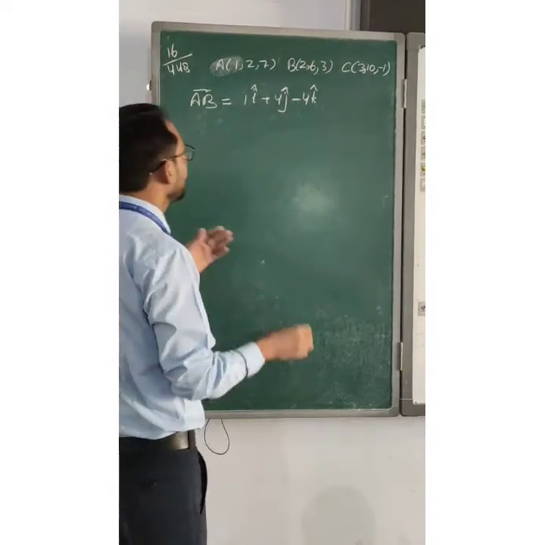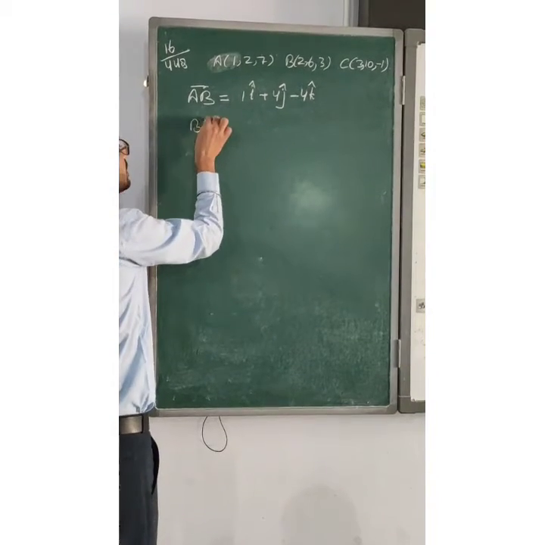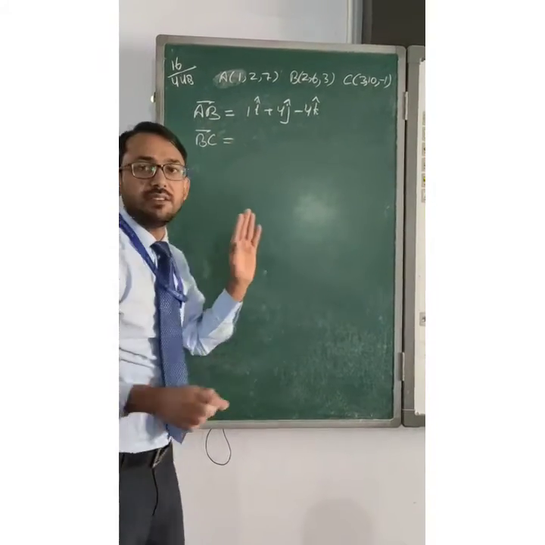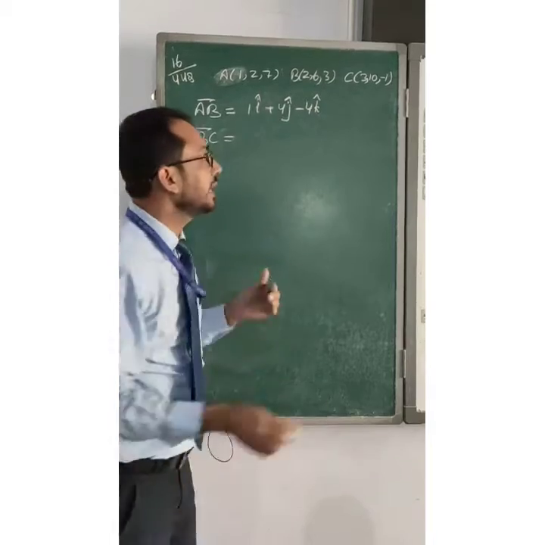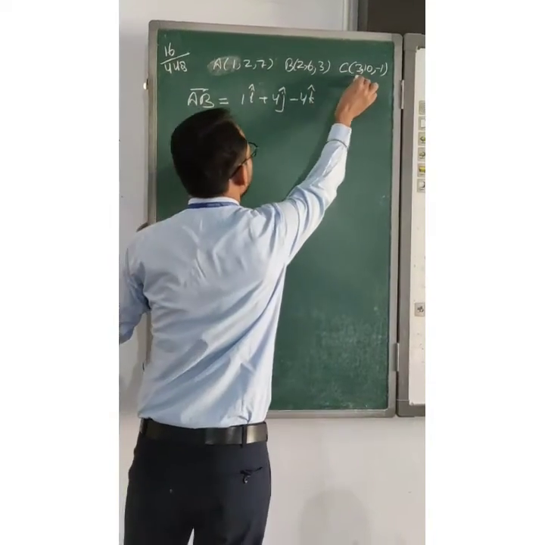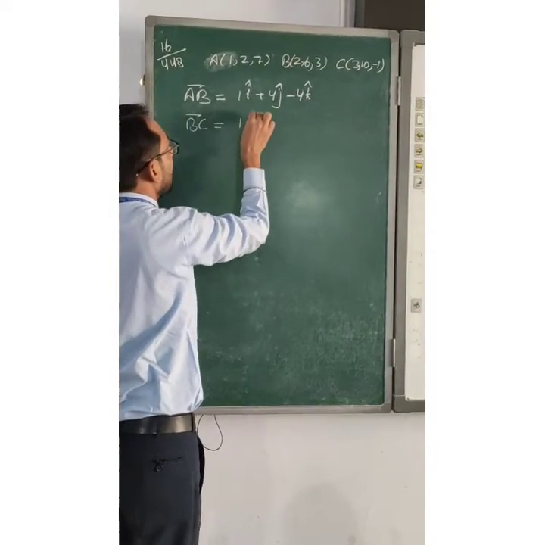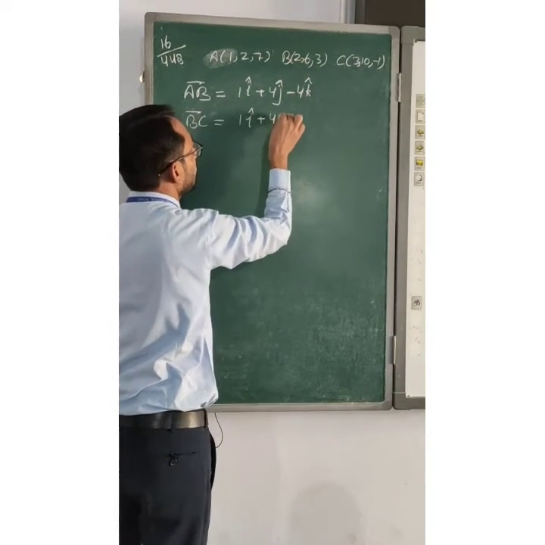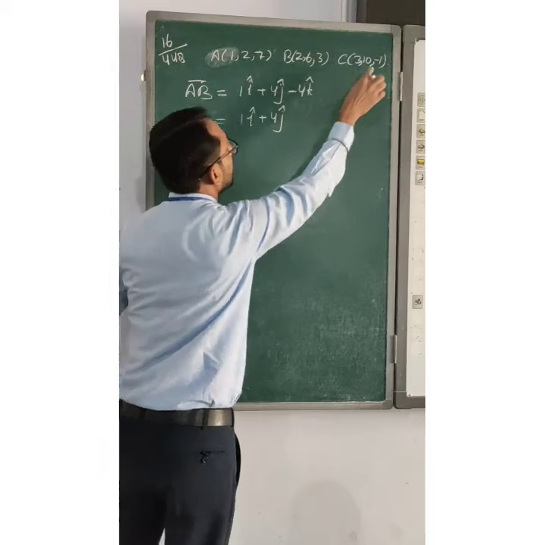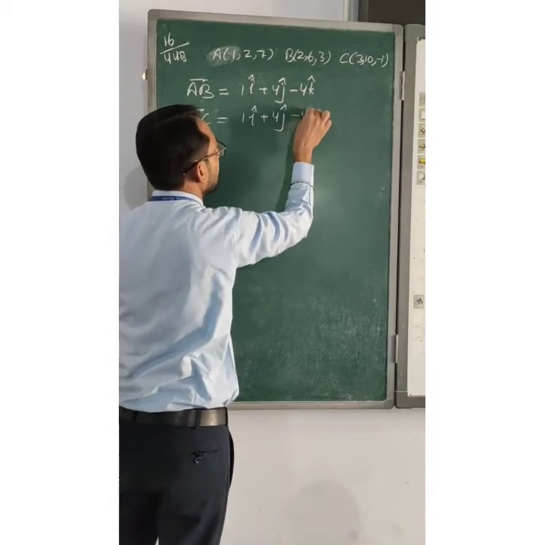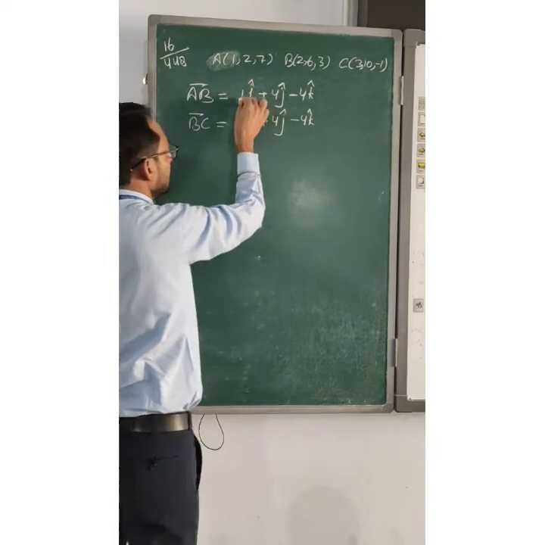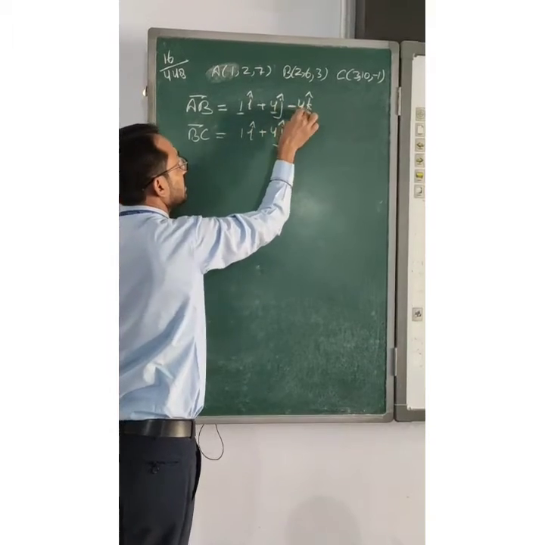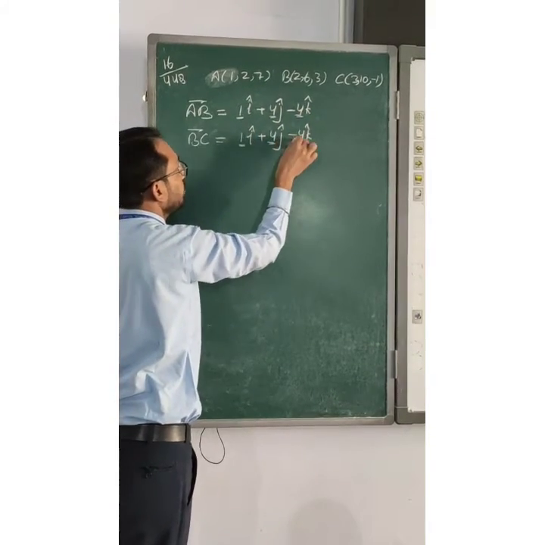Another vector I am taking, this is vector BC. BC vector can be calculated by C minus B. So 3 minus 2, 1 i cap, 10 minus 6, 4 j cap, minus 1 minus 3, minus 4 k cap. This is A1, B1, C1, A2, B2, C2.